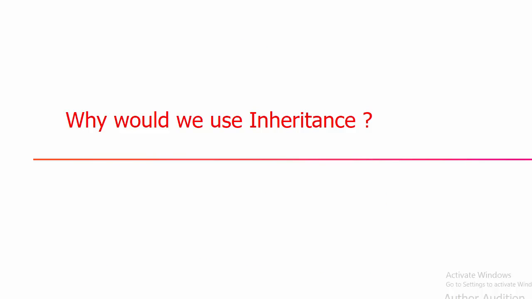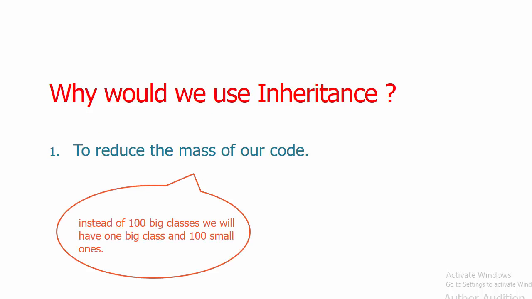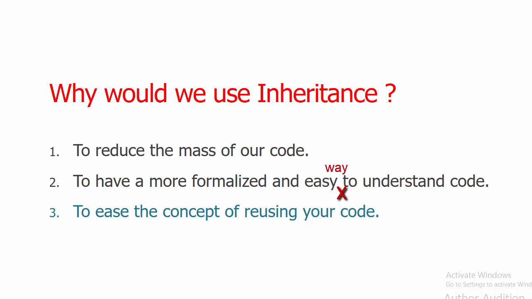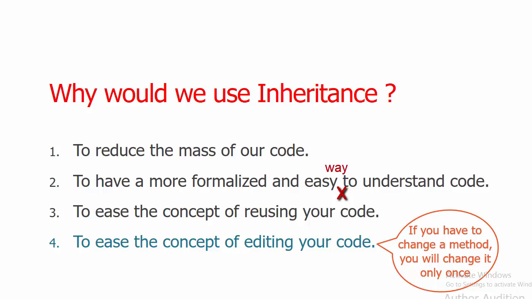Next, why would we use inheritance? The first thing is to reduce the mess of our code. Instead of 100 big classes or 1 million big classes, we will have one big class and 100 small ones. Second reason is to have a more formalized and easy way to understand code. Third reason is to ease the concept of reusing your code. The fourth point will be to ease the concept of editing your code. So if you have to change a method, you will change it only once in the parent class.